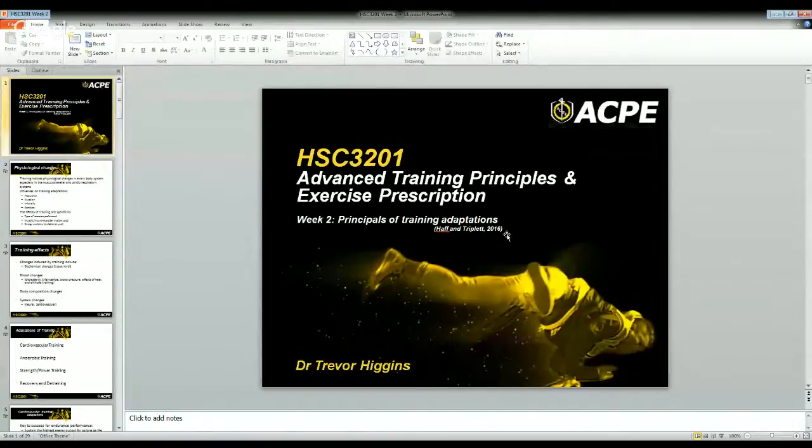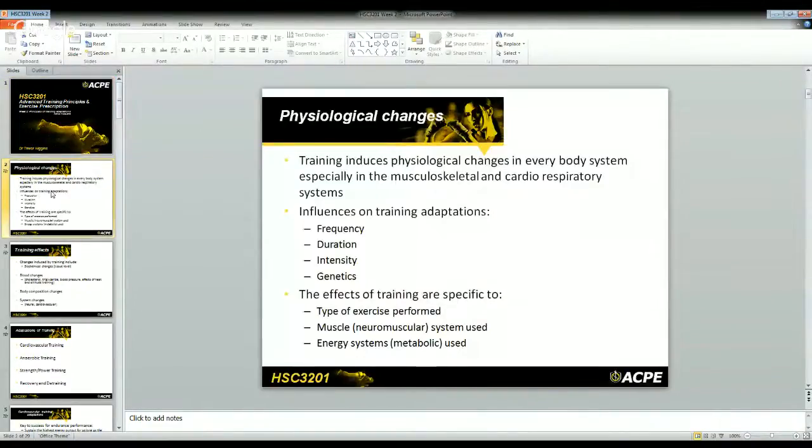Hall and Triplett are our predominant reference that we will be using throughout today's lecture. When we think of physiological changes, or any changes in the purpose of training, they're going to impact on every system within the body. So we're going to look at the muscular system, the cardio and respiratory systems, tissue level, and all that. A lot of it is going to depend on the type of training, frequency of the training, and the intensity of that training. And hopefully what we will endeavour to bring about is an appropriate response.